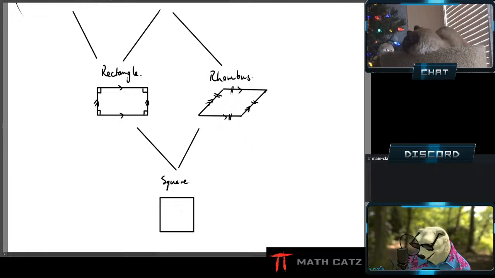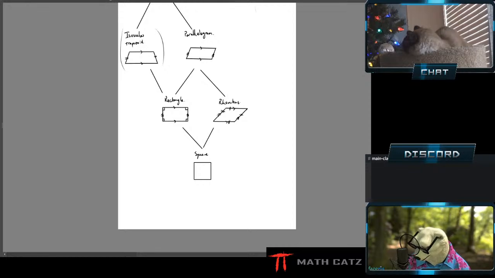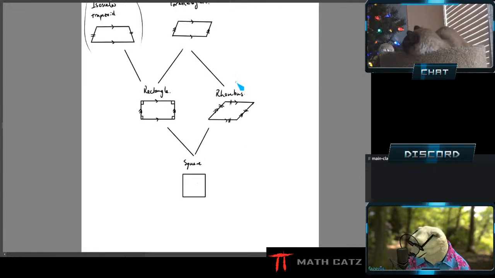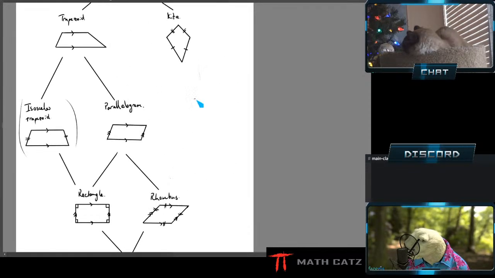Another observation I can make, let me zoom out a touch. Is that the rhombus, because it has all equal sides, every pair of adjacent, of connected sides are equal, it is a special kind of kite as well.